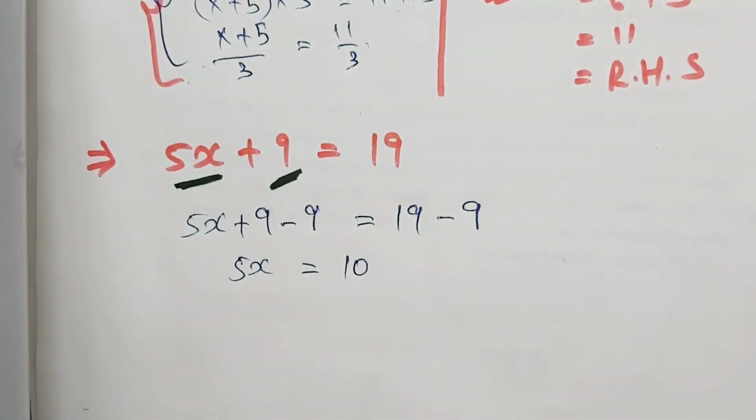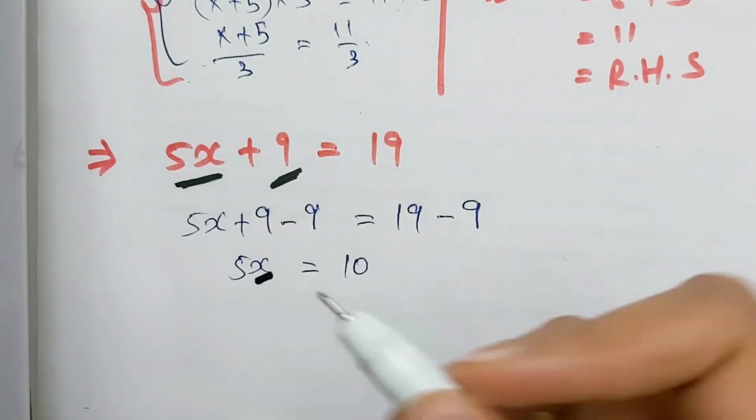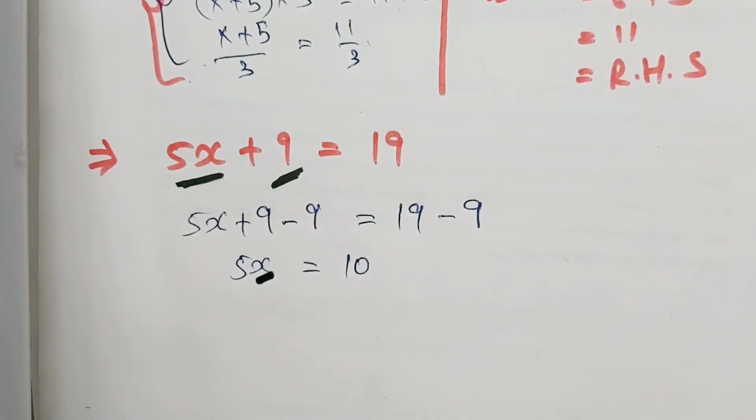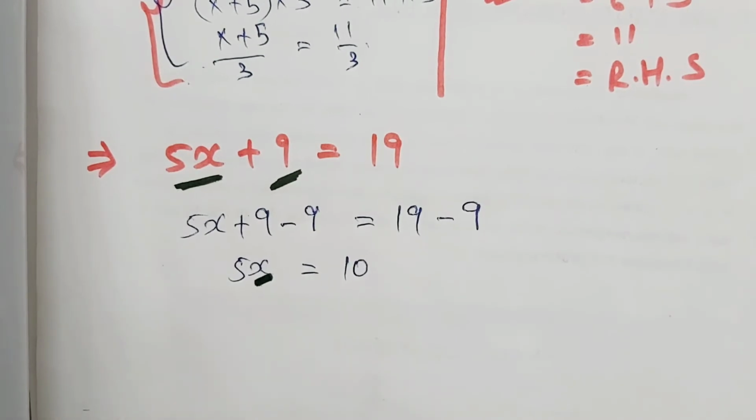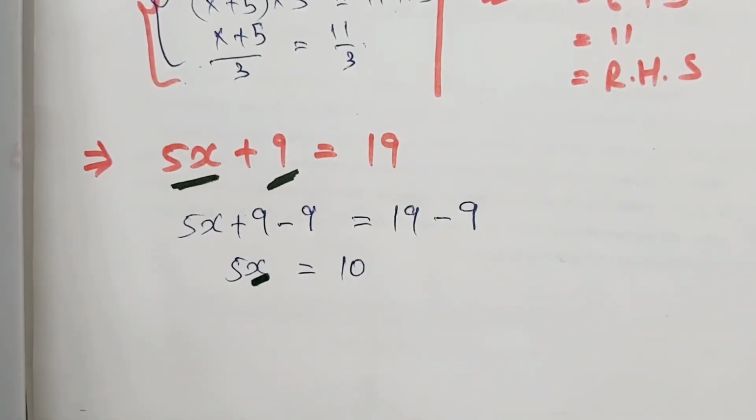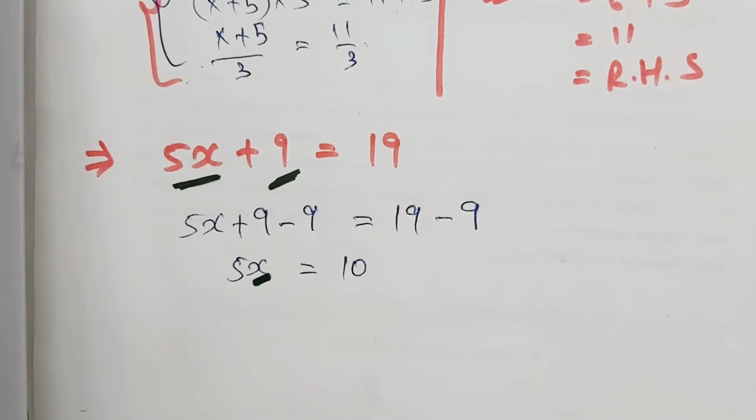Now again shift your focus here. I need to isolate x. Now which number is associated with x right now? Number 5. What is the relation between 5 and x? They are in multiplication, 5 multiplied by x. Now in order to get rid of 5, I have to do something with 5 itself. Whatever number you need to get rid of, you have to perform the operation with that number only. But which operation is the question?